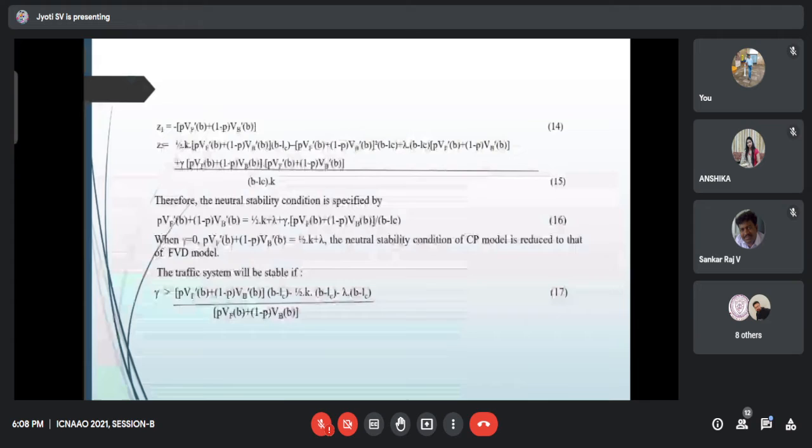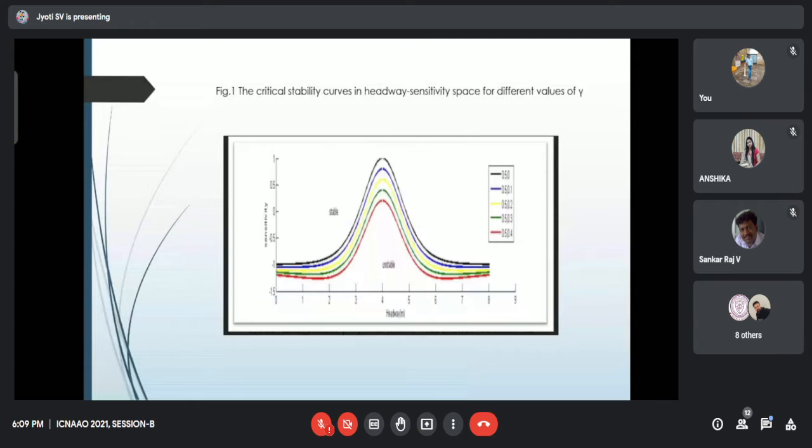When γ is equal to 0, pV_f'(b) + (1−p)V_b'(b) = (1/2)(k + λ). The neutral stability condition of the collision prevention model is reduced to that of the full velocity difference model. The traffic system will be stable if γ is greater than [pV_f'(b) + (1−p)V_b'(b)](b − l_c) − (1/2)k(b − l_c) − λ(b − l_c), divided by [pV_f(b) + (1−p)V_b(b)]. Here is the critical stability curve in headway and sensitivity space for different values of γ.